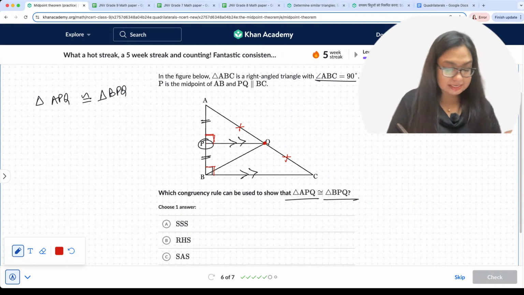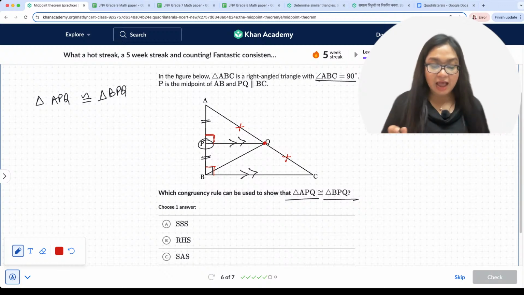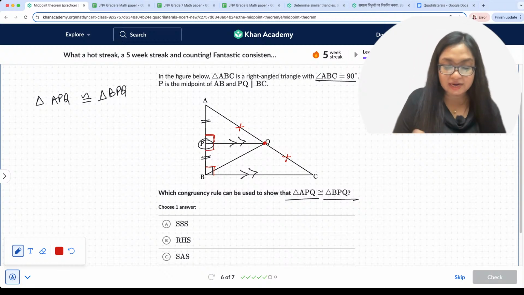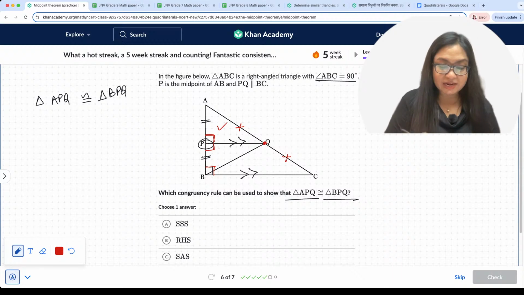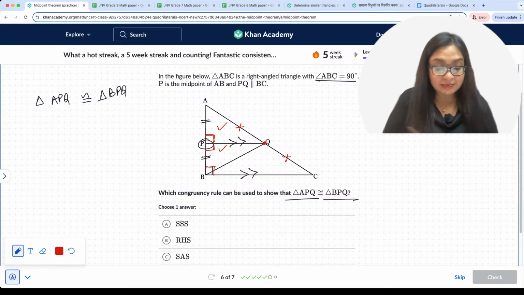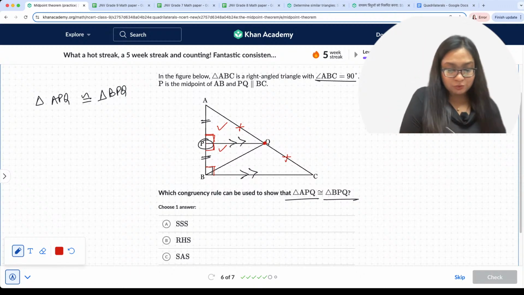I can easily see that angle APQ is equal to 90 degrees here and angle BPQ is equal to 90 degrees as well, right? So यहां पर क्या हो गया, हमारे पास दो राइट एंगल ट्राइंगल्स आ गए. ये दो राइट एंगल ट्राइंगल्स को हम देख रहे हैं और हम बोल रहे हैं कि एक वन पेयर ऑफ कॉरेस्पॉन्डिंग साइड्स आर इक्वल.